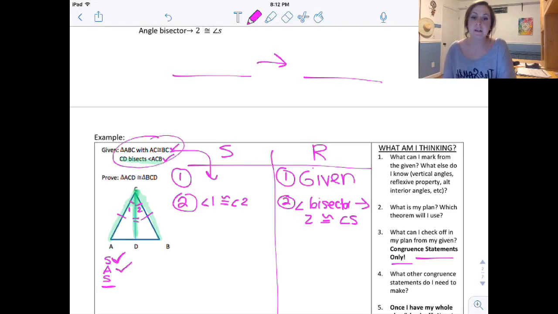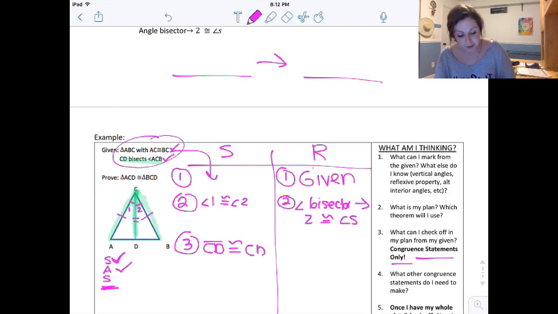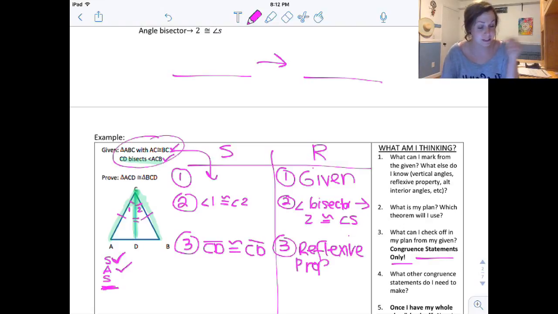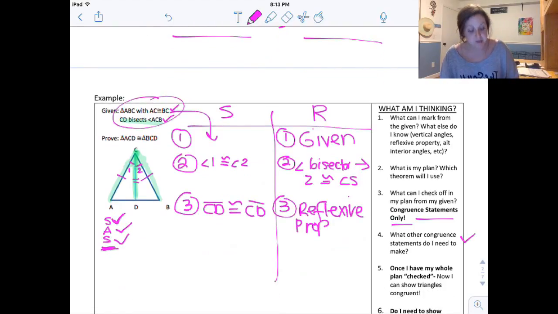Okay. Now, third, I wanted another side. And that side I had originally marked with CD. And I said that was congruent to itself because it was shared between both triangles. So that is by reflexive property. If you want to get really fancy, you could say reflexive property of congruence. And so now that's my third congruent statement. So I've made the other congruent statements.